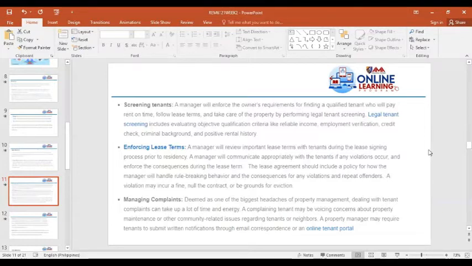Okay? So kailangan, let us make sure that the tenants that are going to occupy the property have a good standing or a good image so that hindi tayo magkakaproblema. So kailangan pa talaga iba-background check.